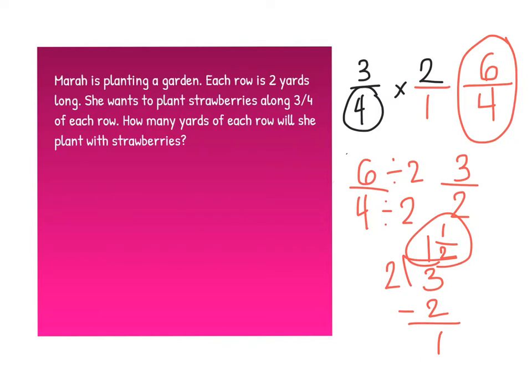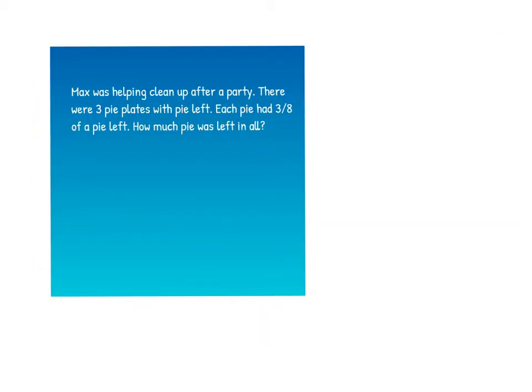So make sure that you watch the video, and you might need to watch it more than once to understand the model. So let's take a look at another one. In this problem, Max was helping clean up after a party. There were 3 pie plates with pie left. Each pie had 3/8 of a pie left. How much pie was left in all? So in this instance, we have 3 whole pies of 3/8. So that's what this problem represents.